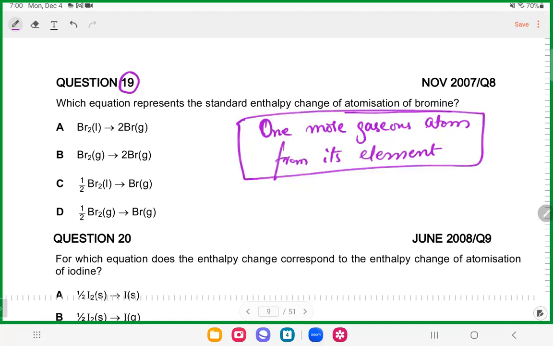1 mole of gaseous atom from its element, so 1 mole of gaseous atom का मतलब this one should be wrong, this one should be wrong, this one is correct in terms of bromine. 1 mole of gas from its element, तो अब मुझे बताओ कौन सी एलिमेंट की फॉर्म ठीक लिखी हुई है? C is right because bromine is liquid, fluorine, chlorine are gases, bromine is liquid and iodine is solid.